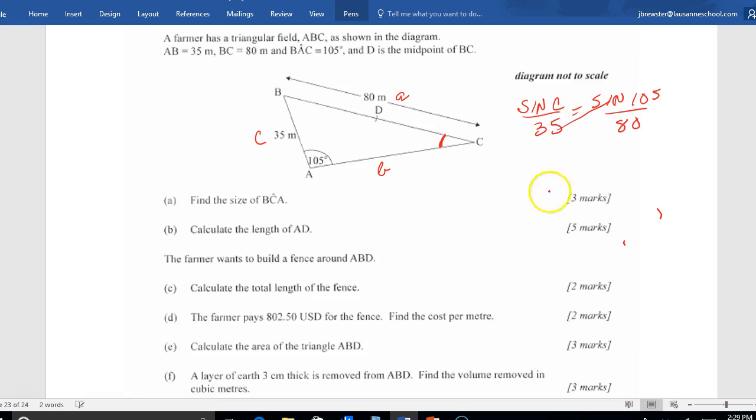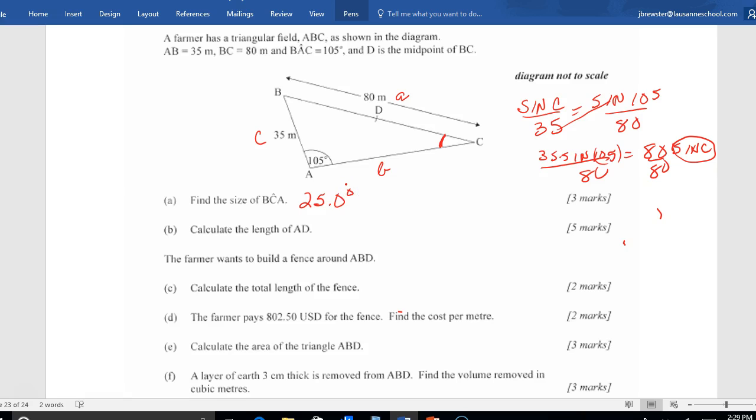Just go 35 times sine 105, whatever that is, punch that in, and then you got that equals 80 times sine C. When you cross multiply the other way, divide both sides by 80. So on your calculator, 35 times sine 105, close your parentheses, divided by 80. You're looking for the angle, so you're going to use inverse sine. Just take inverse sine of that, and you should get, to 3 sig figs, 25.0 degrees.